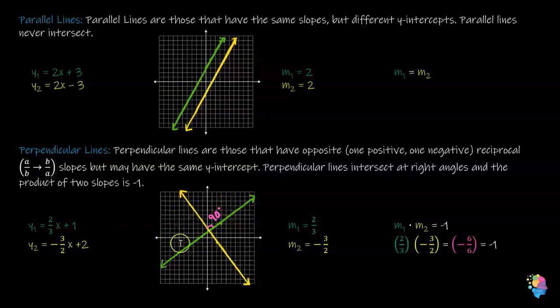Now, perpendicular lines intersect at right angles, right here at 90 degrees, and the product of the slopes, for example, if we have these two equations, the slope of the first one is 2/3 and the slope of the second is negative 3 over 2. The product of these slopes, when you multiply them, will be -1. Now, keeping this information in mind, we move to the next section.